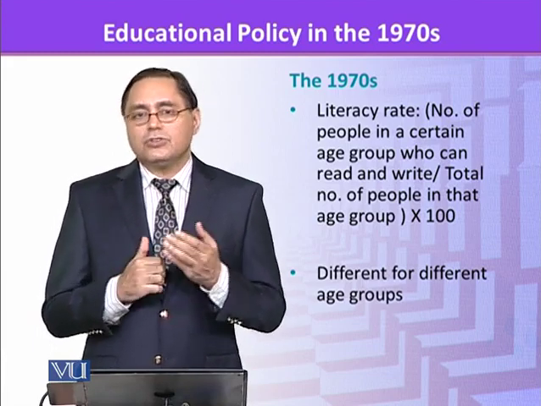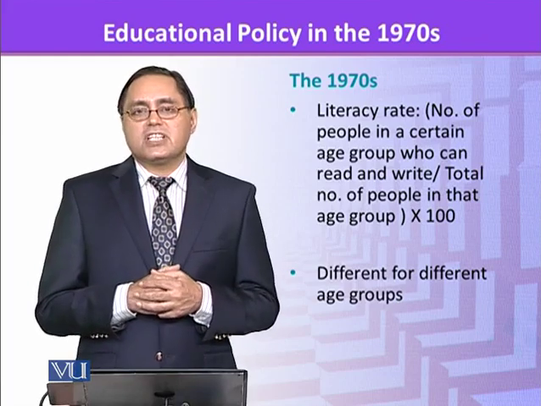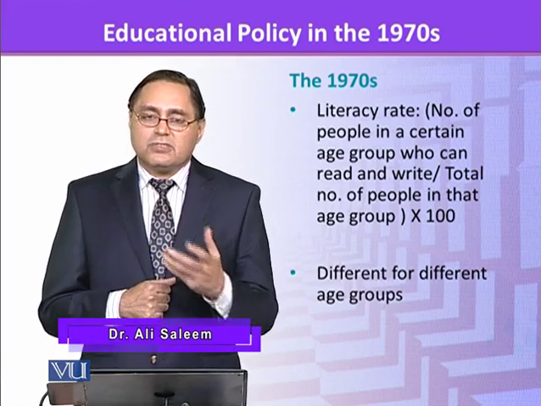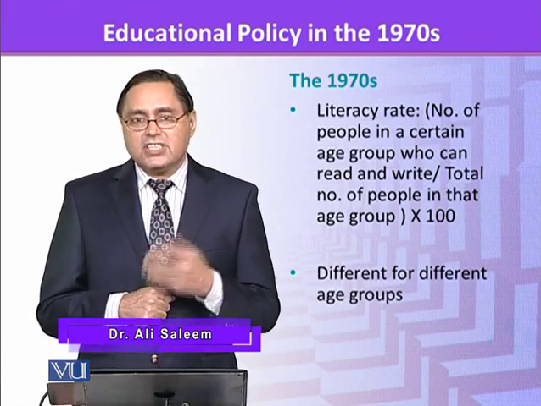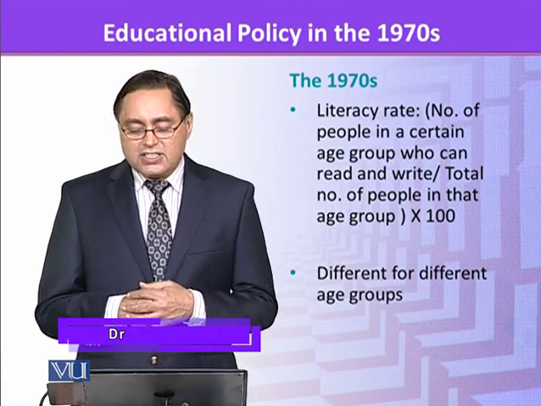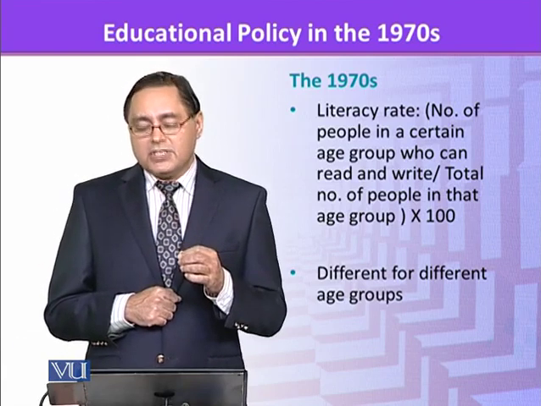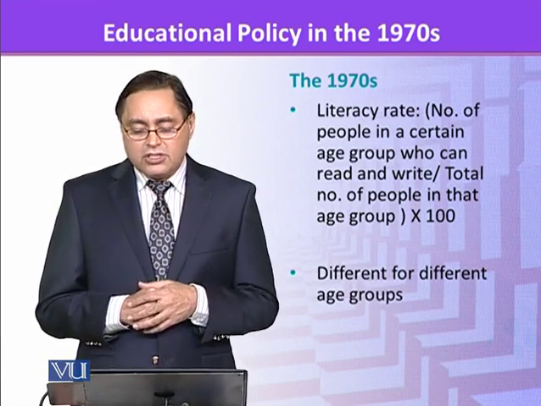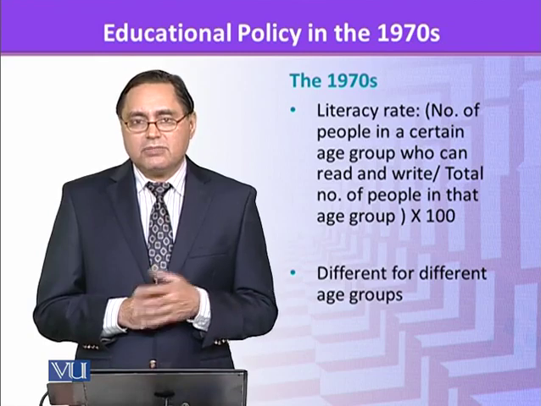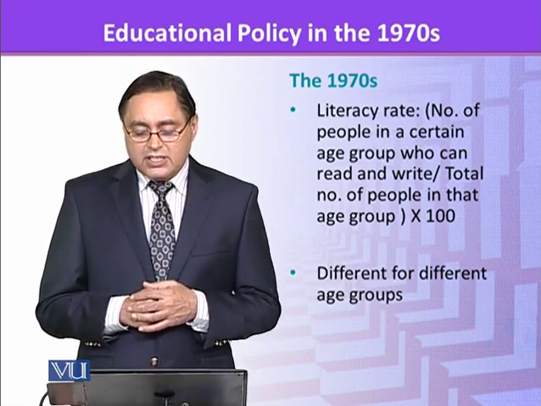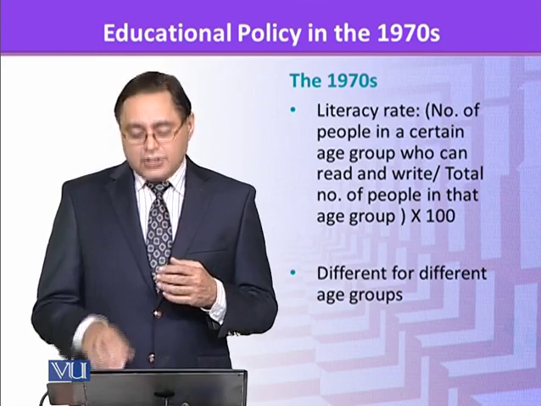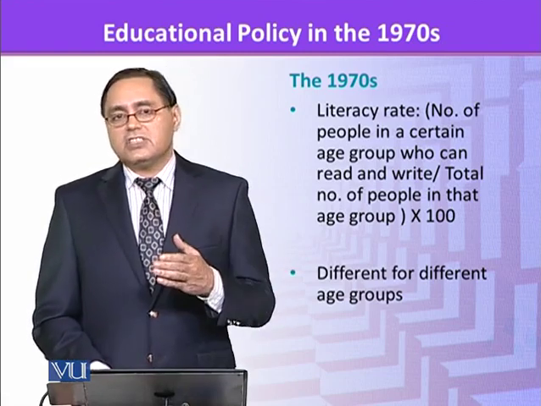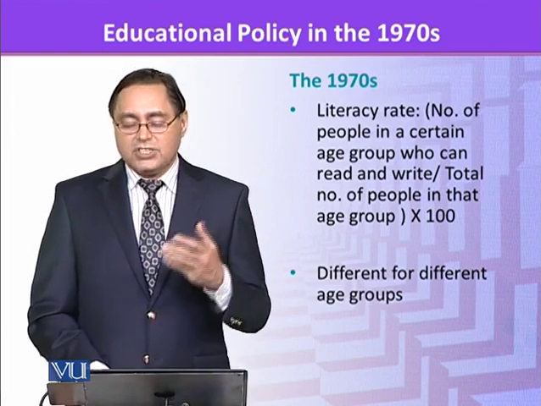terms which I am going to use during these modules, but you may not know the exact meaning of these terms. So, literacy rate. What is literacy rate? Literacy rate is the number of people in a certain age group who can read and write, divided by the total number of people in that age group, multiplied by 100. So it is different for different age groups. Literacy rate can be for people from 20 years of age to 30 years of age, or 40 years to 50 years of age.